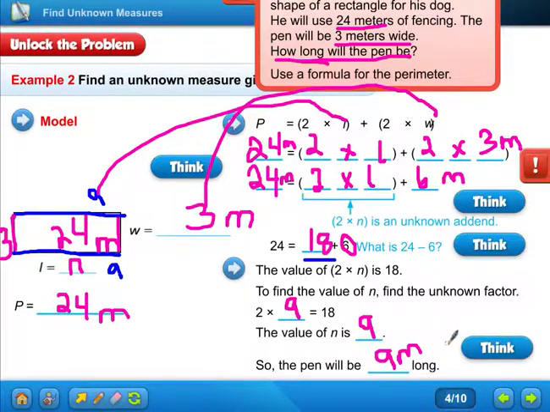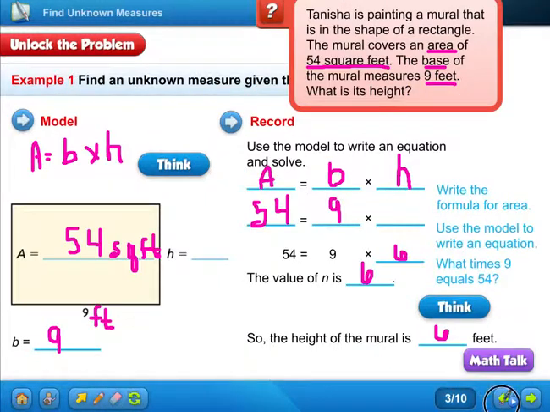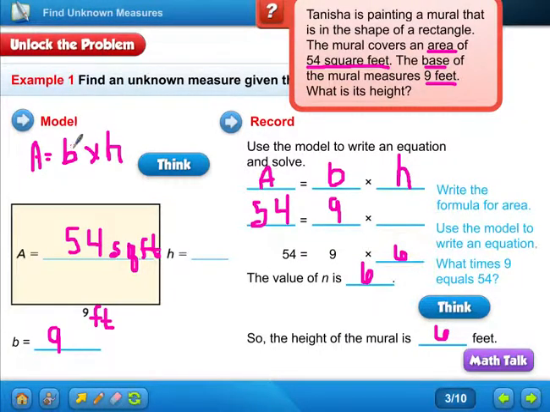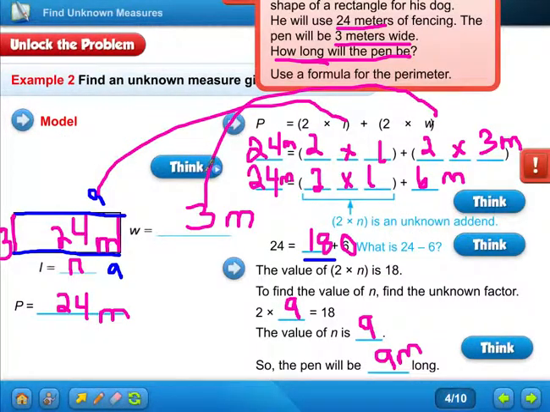All right? So let's go back. How can you find an unknown measure of a rectangle given its area or perimeter? The first one we did for the area, and we used the area formula, and then we plugged in that missing number. And then for the perimeter, we did the same thing. We used the perimeter formula, and then we plugged in the missing numbers as well until we figured out that it was 9.